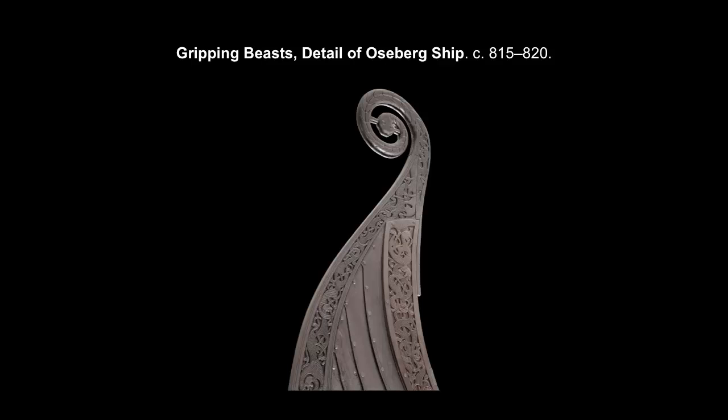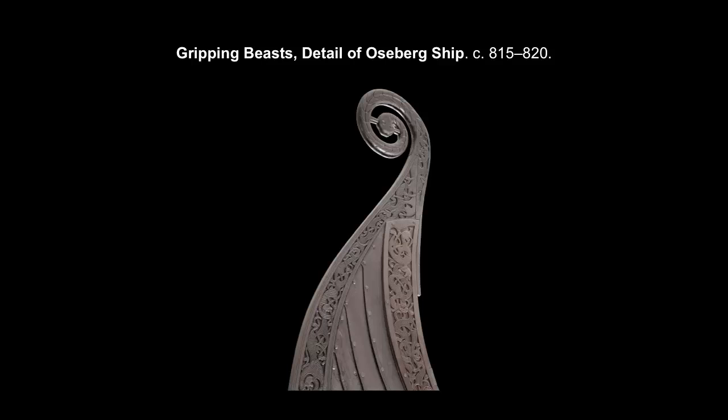The Osberg ship seems to have been the burial site of two women of some social importance, likely a queen and her maidservant. They were buried with a cart and two sleds, and evidence suggests that 12 horses, several dogs, and an ox were sacrificed to accompany the women on their journey to the afterlife.